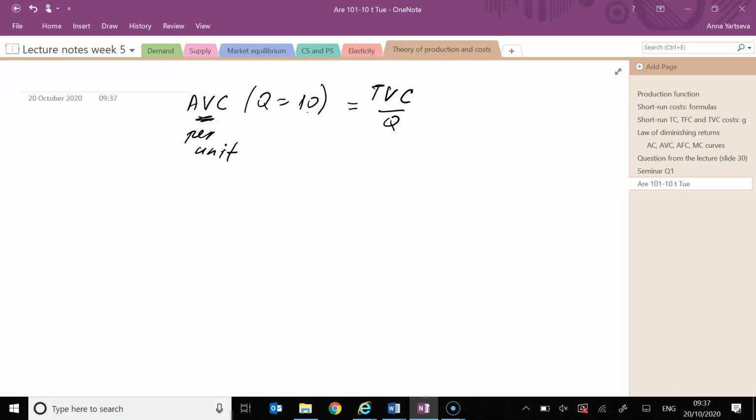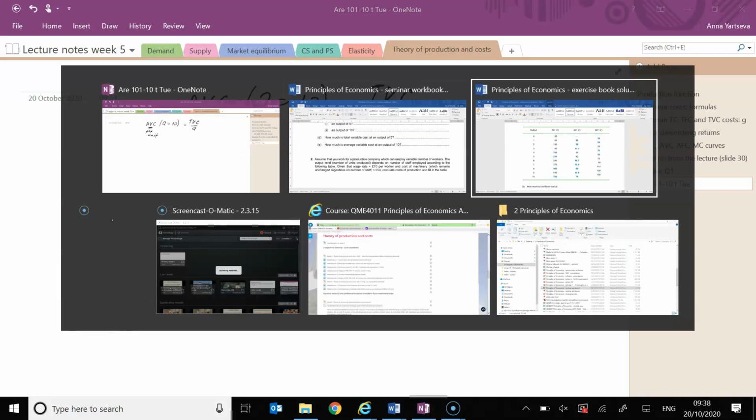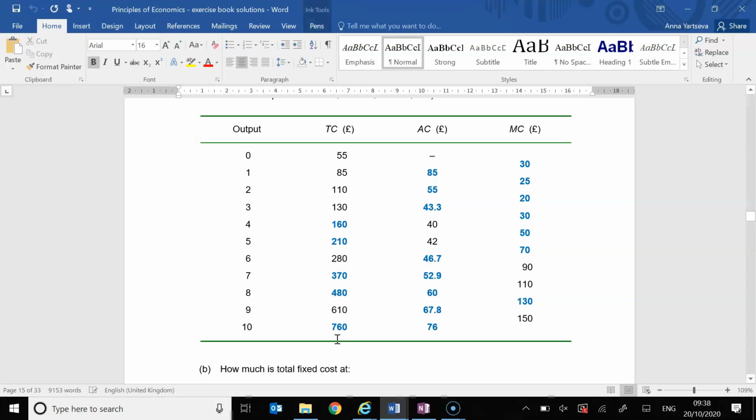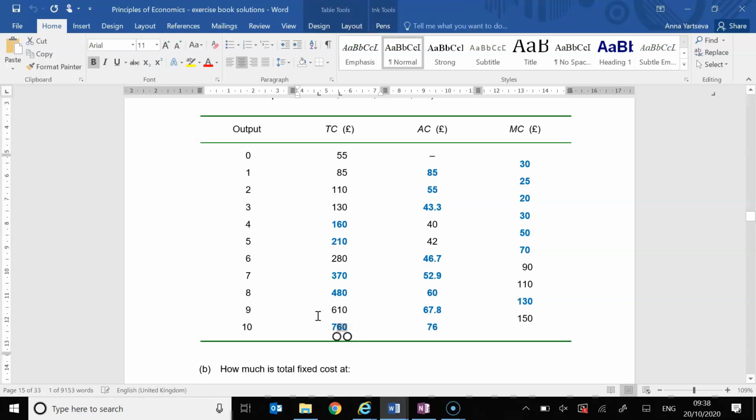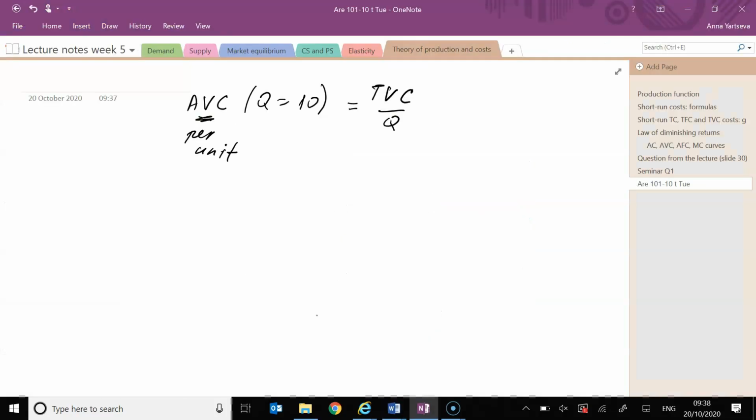Total units is 10, total number of units is 10. So we'll need to figure out what variable cost is. Right? And to do this, we need to try and split all our expenditure between fixed and variable. We don't know what total variable cost will be. However, we know that when output is equal to 10, total cost is going to be equal to 760. This is what we've calculated. So have a look. Total cost is 760 pounds.